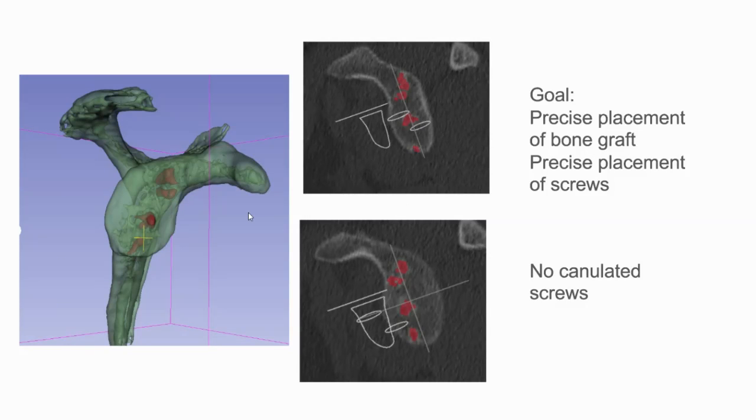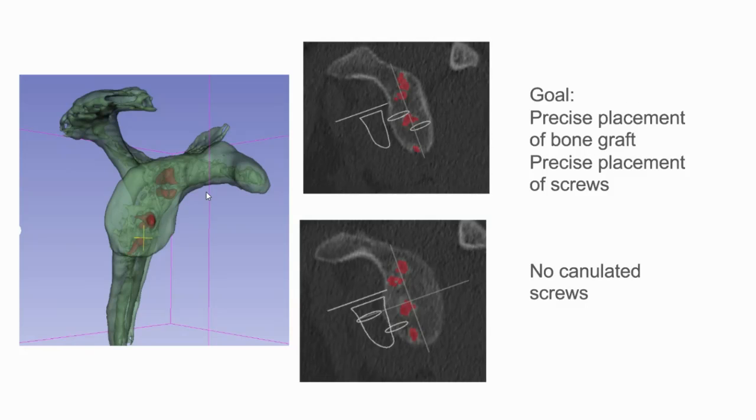And this is a 3D representation of the patient's scapula with the glenoid space here. And we can see in red, these are some PEEK anchors from a previous intervention at another institution. And we can see that the location of these anchors is not ideal. We see one of the anchors is embedded in the articular surface, which is not good.